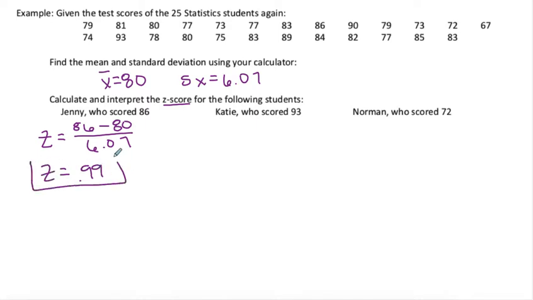And so my interpretation, we would say Jenny's score is almost 1 standard deviation above average.